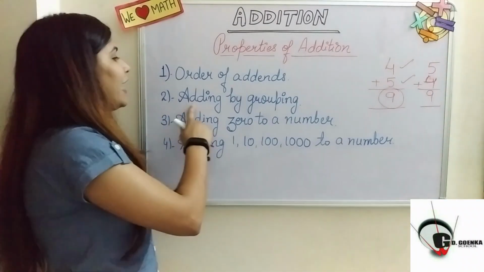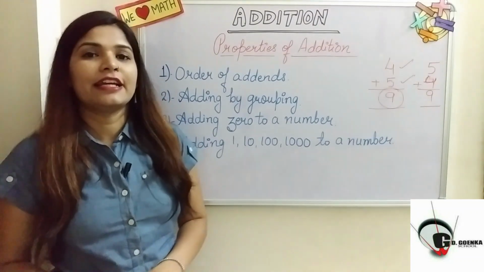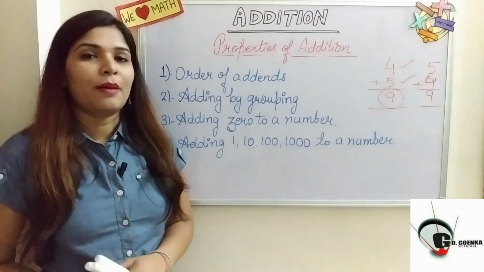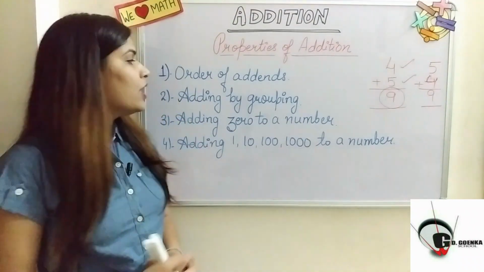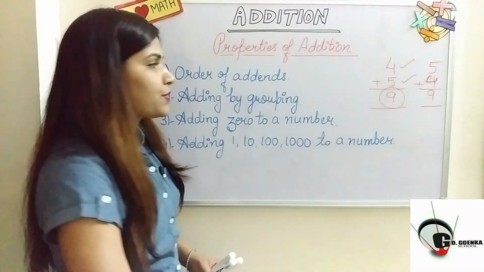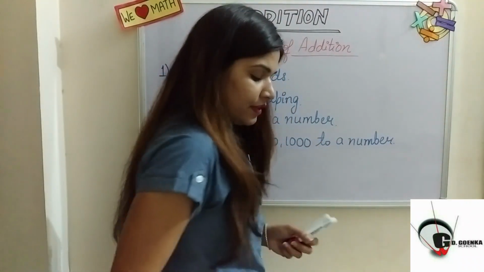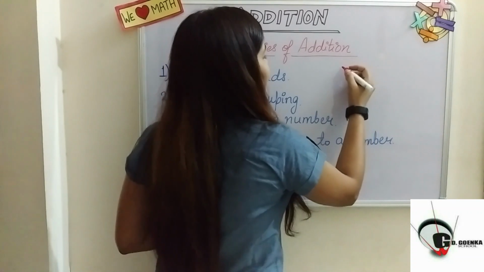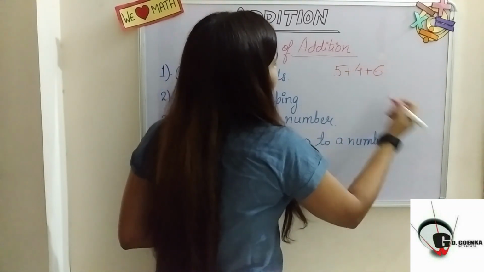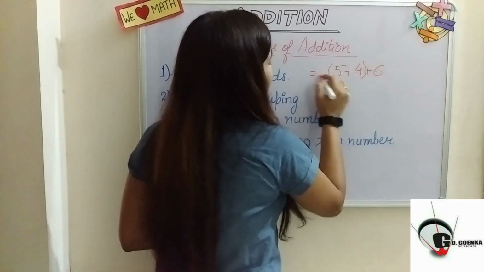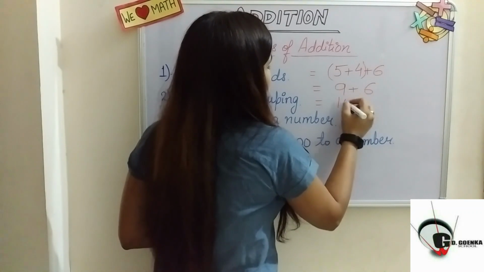Next one is adding by grouping. Adding by grouping means, children, when we are adding more than two numbers, 3 or 4 or more, we make groups. Let me give you one more example: if I add 5 plus 4 plus 6, 5 plus 4 is 9, 9 plus 6 will be 15.